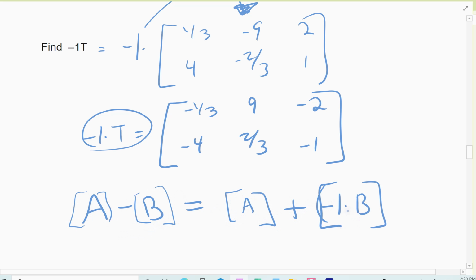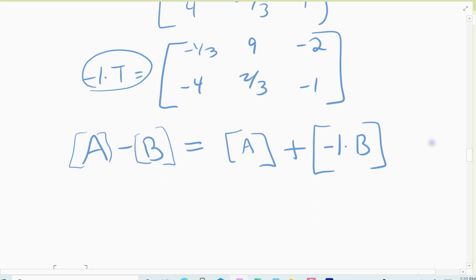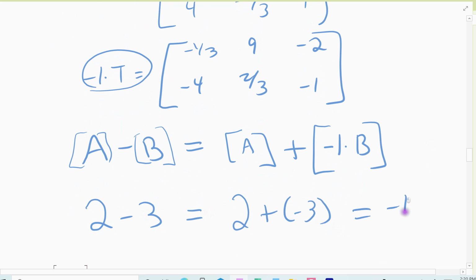Right? So again, I didn't change anything. That's the same thing, right? If I take 2 minus 3, it's exactly the same as 2 plus negative 3. Both cases, I get negative 1 out. And that's really all I'm doing here. What this is allowing me to do is get around that negative so that it doesn't throw me off. And addition's always easier than subtraction.